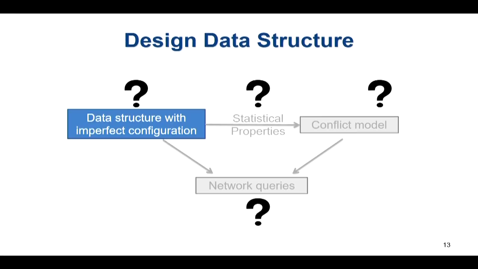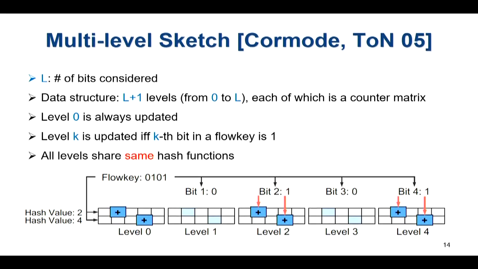For the first problem, the data structure must be very simple, but it should capture sufficient information to support general measurement. In this paper, we employ a multi-level sketch, which was originally published in 2005. In the multi-level sketch, each level is a counter matrix and corresponds to one bit in the flow key.